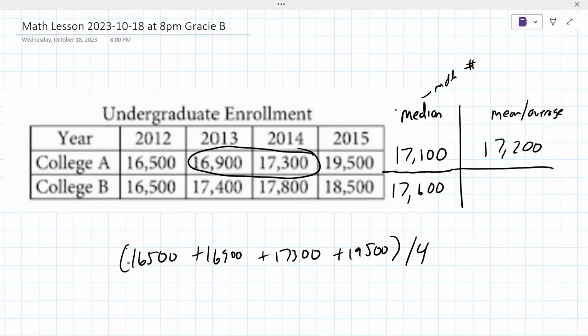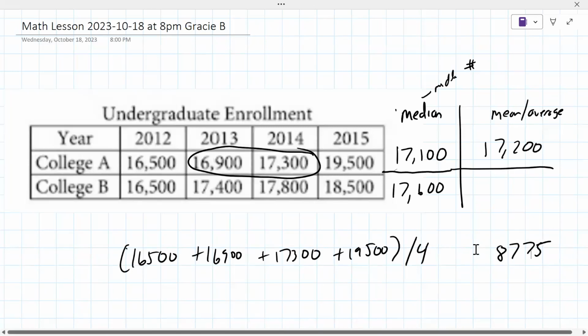Okay, I have 8,775. So you said, here's what I heard. Is that what you meant? Okay. I mean, that's also no way because that's smaller than all the numbers. So just make sure you've got parentheses around those, divide by four. We're just adding up, dividing by four. I mean, it should be around, I don't know, 17,500-ish.